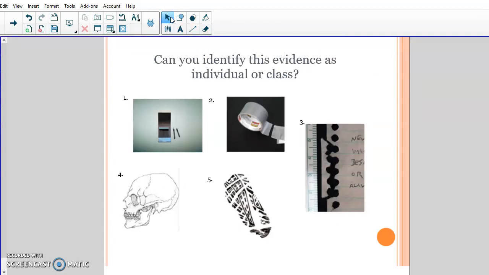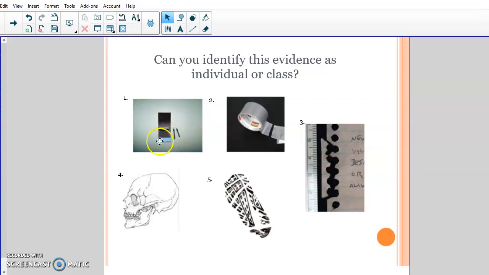All right, so let's do a little bit of practice with this. Can you identify this as individual or class? The matches to the matchbook right here is the first one we're going to do. Could you individualize the matches back to the matchbook? And I would say yes.